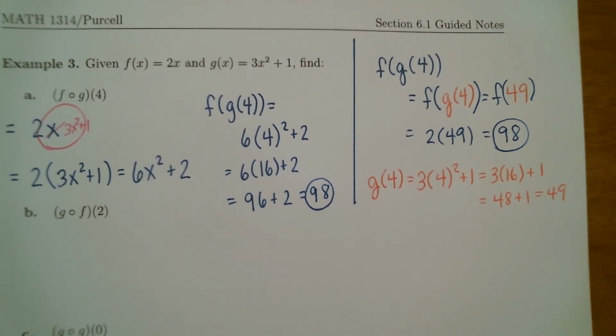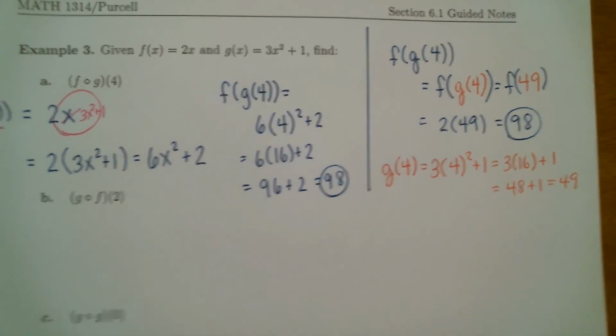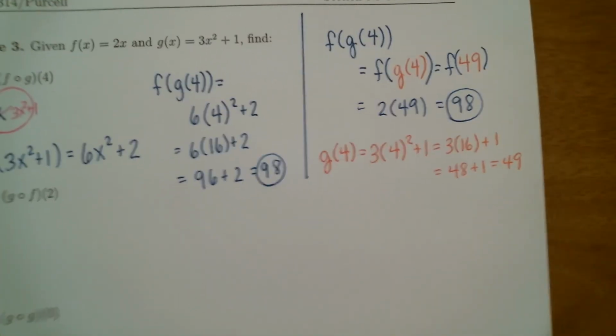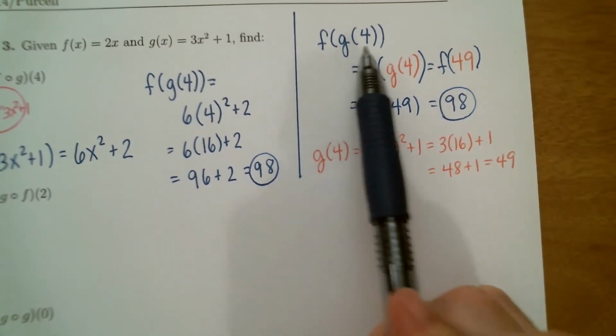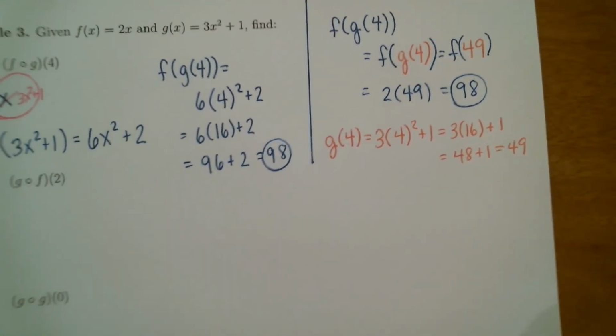Okay. All right. So like I said, you can do either way you want. If you would prefer to form the composite function and then plug in the number, that's fine. If you want to break it down and figure out what number is inside the parentheses, get that number and then plug it into the outside function, it's up to you.